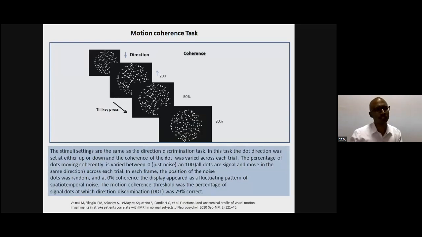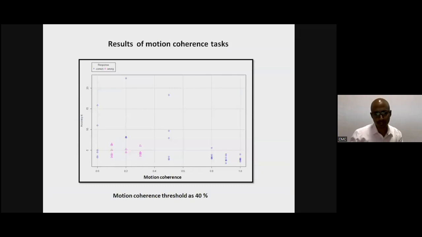We decided to do this on him, and again we found this was quite normal; his threshold was 40%. This is a scatter plot showing the results of the patient for the motion coherence task. Here 0 stands for all dots random. When all dots are random, you can see that he is accurate, and above 50% also he is accurate. The pink triangles are the errors, and all the errors are between 10% and 30%. So we calculated that his motion coherence threshold is at 40%.